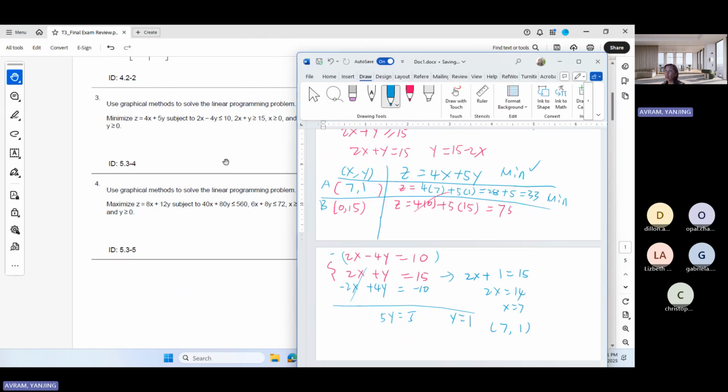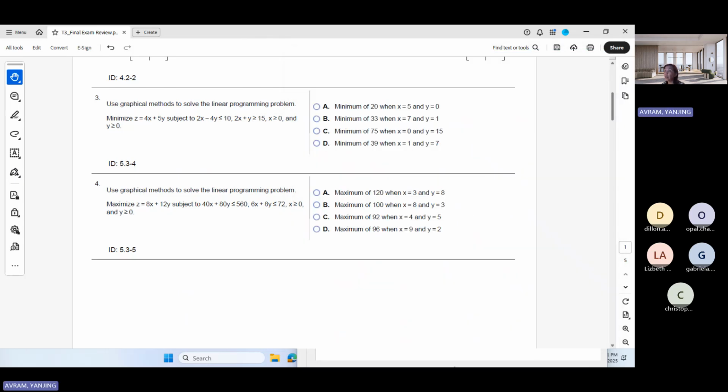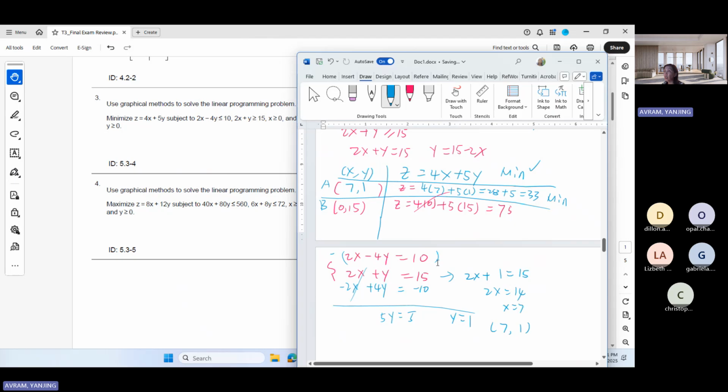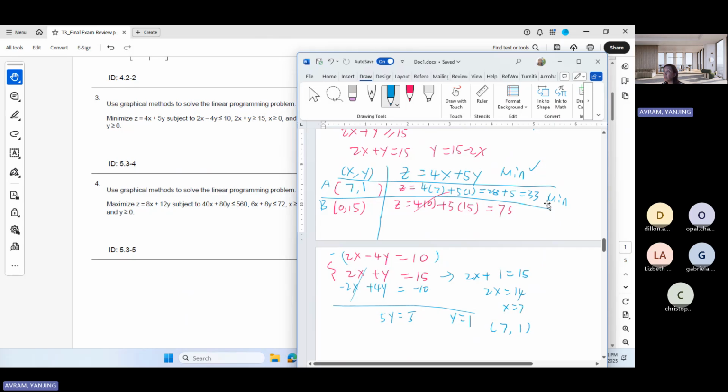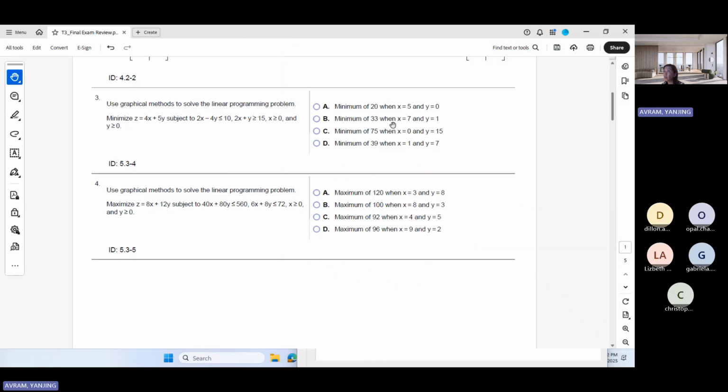All right, so where does the minimum happen? The minimum happens here at x equals 7, y equals 1. And my minimum value here is 33. So the minimum value here is 33, and that is the correct answer. All right, so that's how you solve this kind of problem.